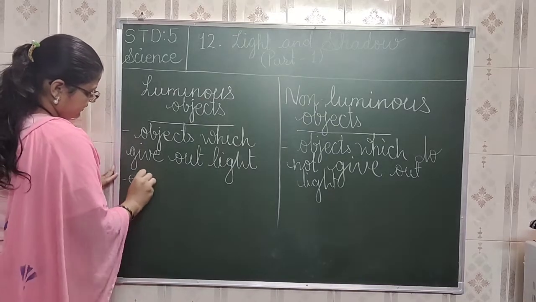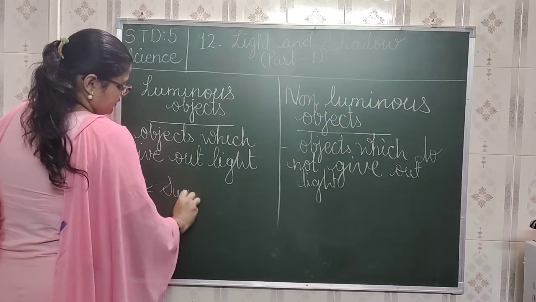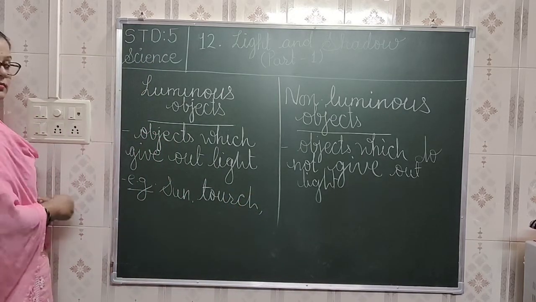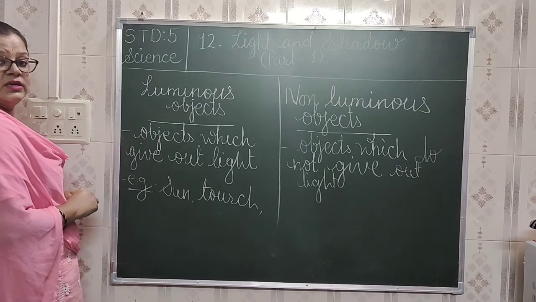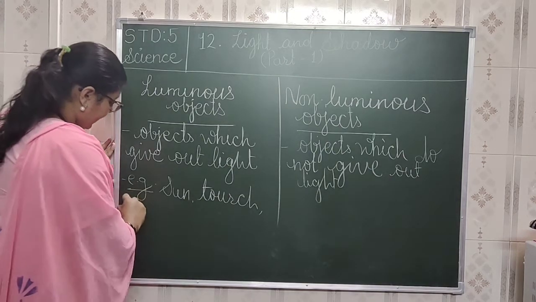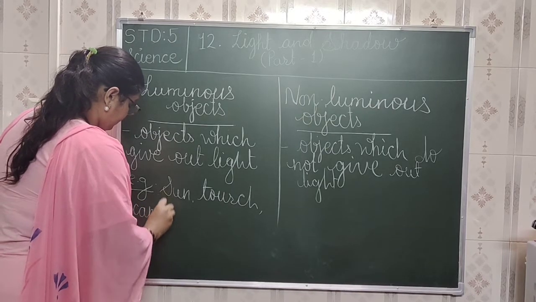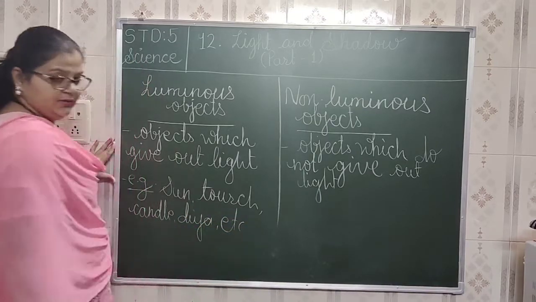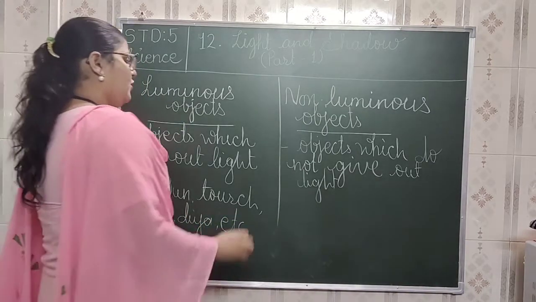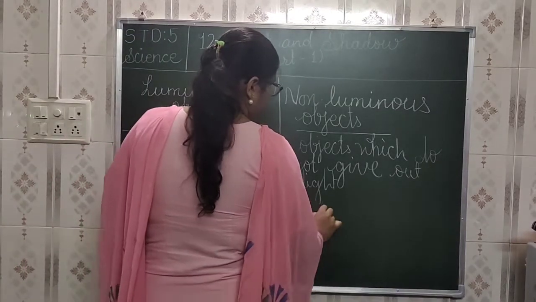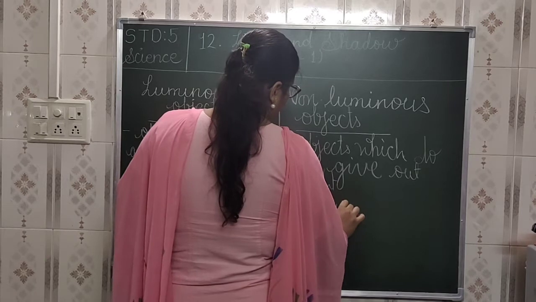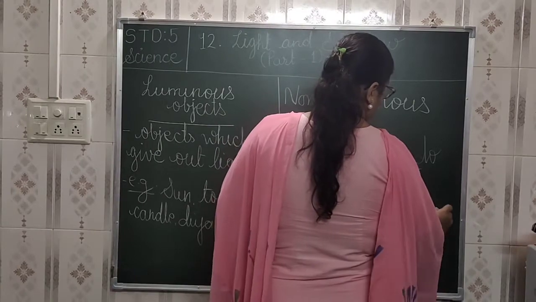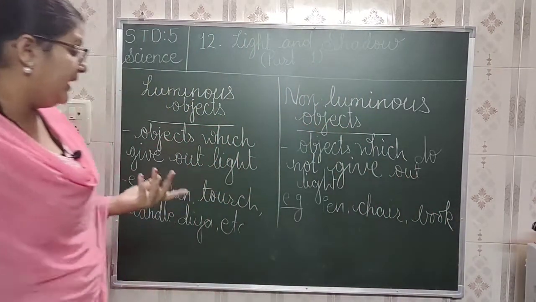So what could be the examples? The examples could be sun, of course, torch, candle, diya, etc. Whereas the examples of non-luminous objects could be, yes, anything like pen, chair, book. All this could be the examples of non-luminous objects.